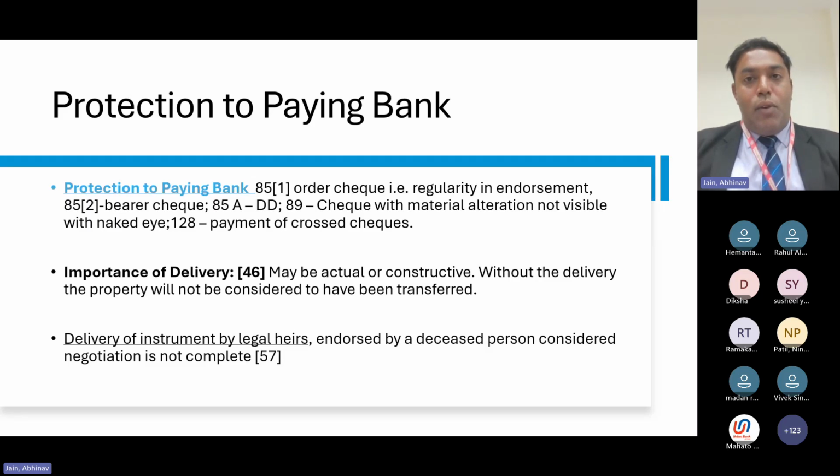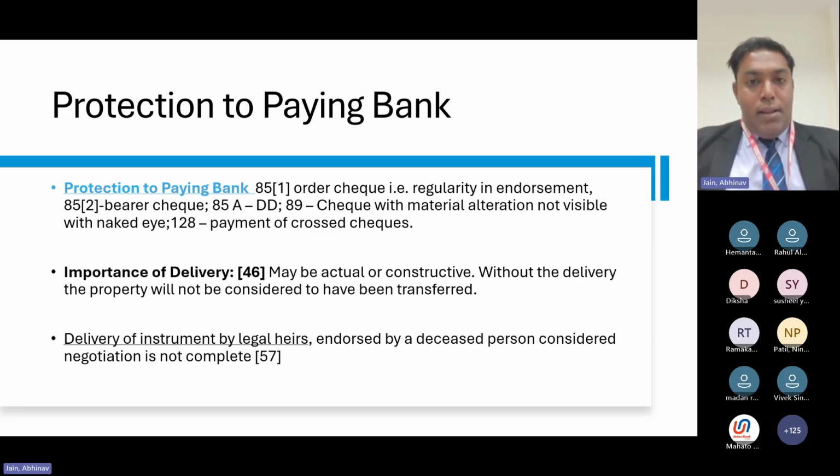Section 85(1) for order check protection to the paying bank. Section 85(2) bearer check protection to the paying bank. Section 85(a) protection to the paying bank in case of DD. Section 89 where protection to the paying bank for check with material alteration not visible with naked eye. And section 128 for payment of the crossed check in case of NI Act.